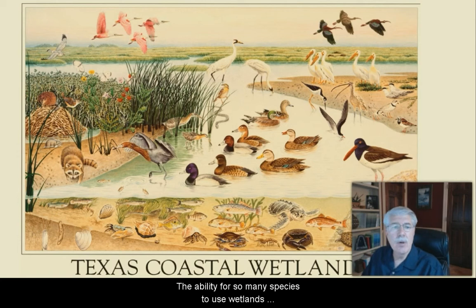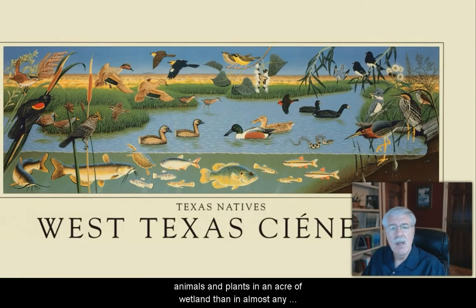The ability for so many species to use wetlands makes this kind of ecosystem one of the most biologically diverse on Earth. You can find more kinds of animals and plants in an acre of wetland than in almost any other kind of ecosystem. This great diversity of life makes wetlands among the most productive ecosystems as well.